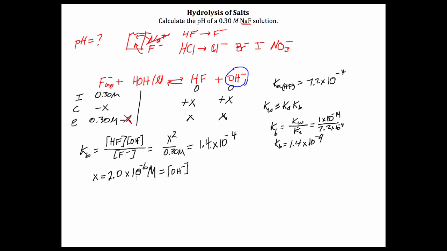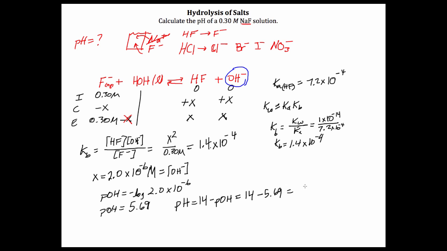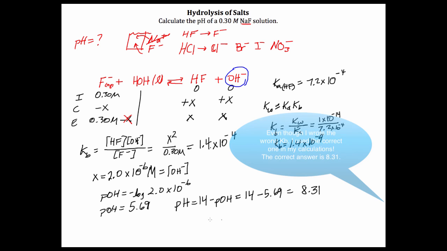So if I take the negative log of this, I'm going to get the pOH, not the pH. So you've got to be careful with that. Don't forget that often students miss that step and they take the negative log and get the wrong thing. So I'll do that and I'll end up with my pOH, and then I'll find my pH from that. Okay, so when all is said and done, my pH comes out to be 8.31.